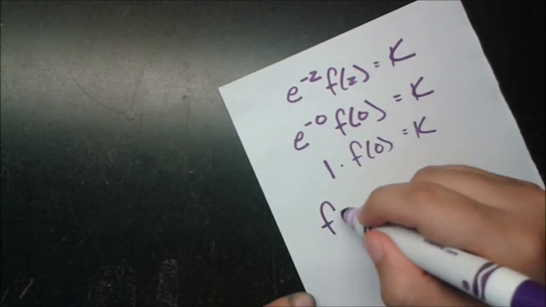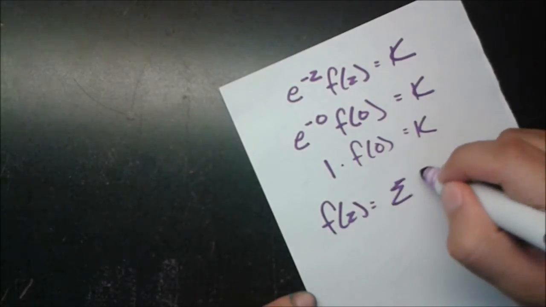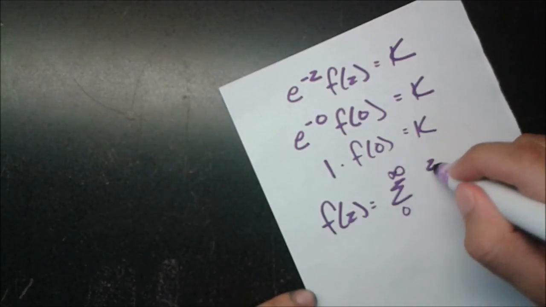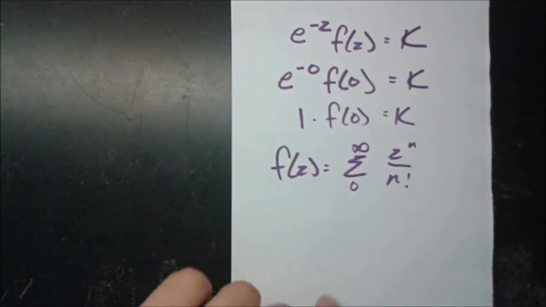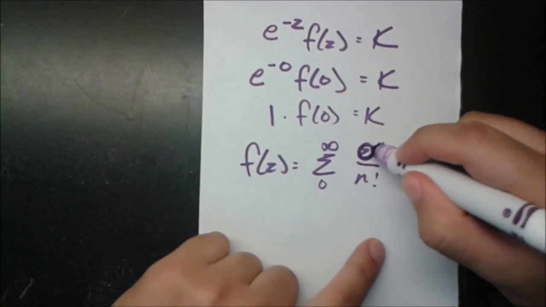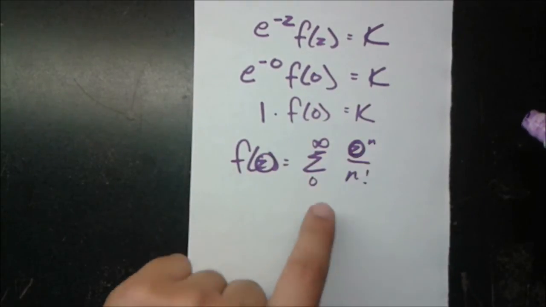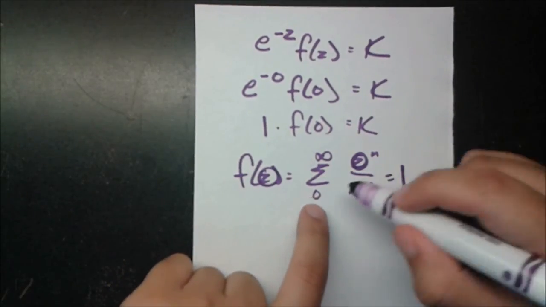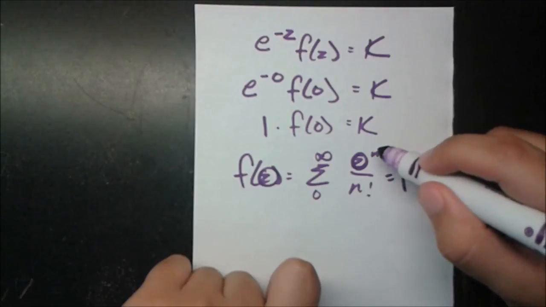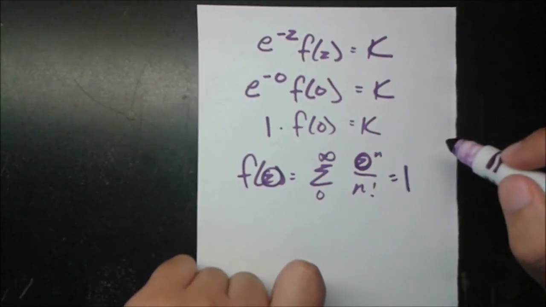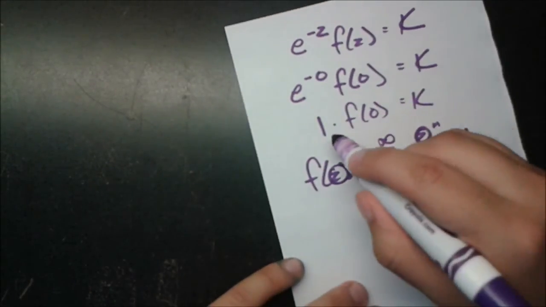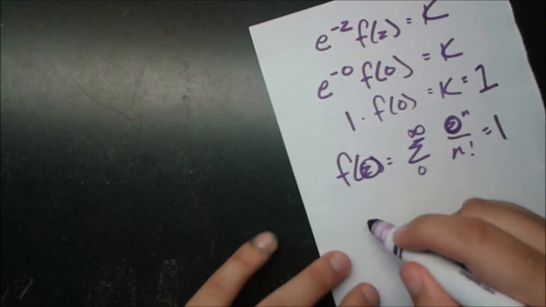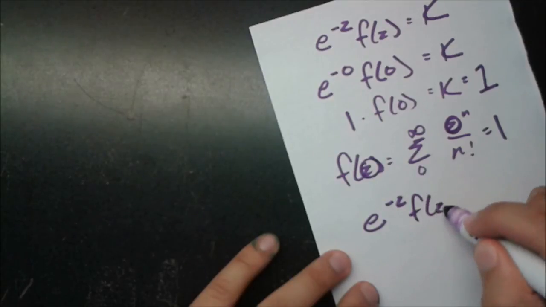Well, let's write down what f was again. F of z we said was this sum, the sum from 0 to infinity of z to the power of n over n factorial. If you plug in 0 in here, we start with 0 to the power of 0, which is 1, as we said using L'Hopital's rule, and so it equals 1. And now if n is bigger than 0, so if n is 1, 2, 3, 4, all these other terms are going to be 0, so that means f of 0 is 1. So we have 1 times 1 equals k, so k is itself 1. That means e to the minus z times f of z equals 1.